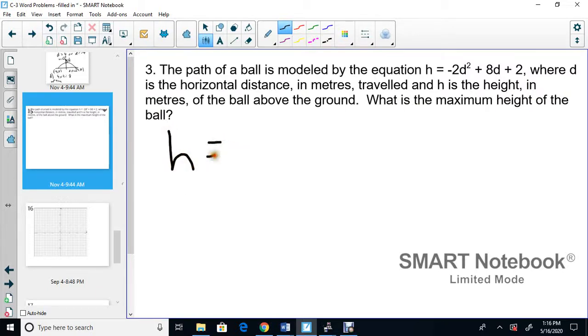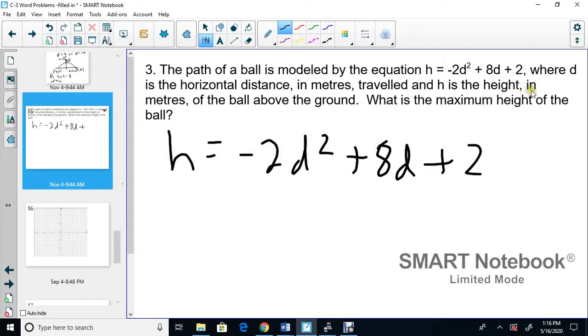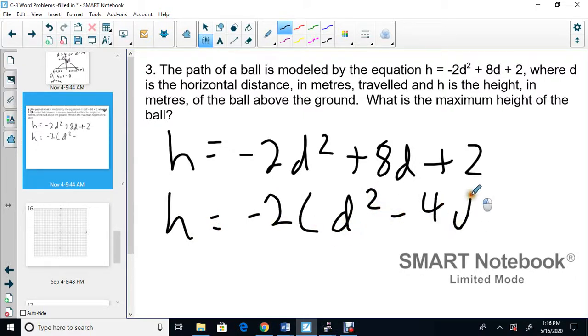So we're going to go H equals negative 2D squared plus 8D plus 2. We're going to take this term divided by 2 and square it. Oh, we can't do that first, sorry. First, we're going to take out the negative 2. The first step in completing the square is to take out the negative 2 from the first two terms. So you get d squared minus 4d plus 2.